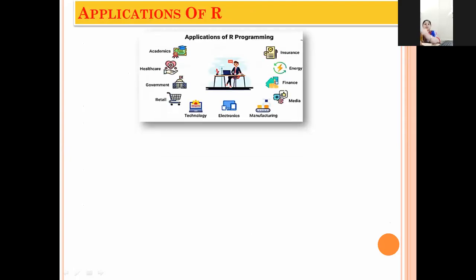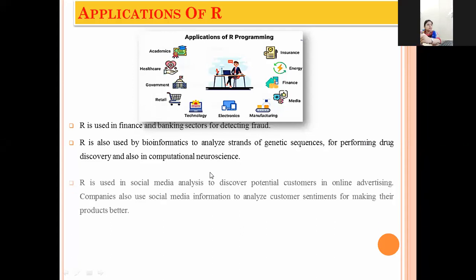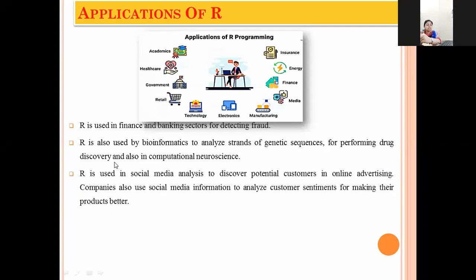Next, what are the different applications of the R language? So where do we normally use the R language? R can be used in the finance and banking sector, also for detecting fraud. R is also used in bioinformatics to analyze genetic sequences like DNA and RNA. If you want to find out something in your body, for this purpose also, bioinformatics and genetic sequences, R can be used. Next, also for performing drug discovery, if a person has a drug in his or her body, you can also discover it by using this software.